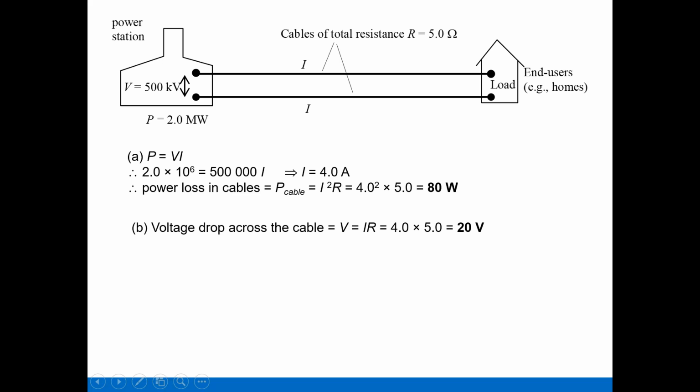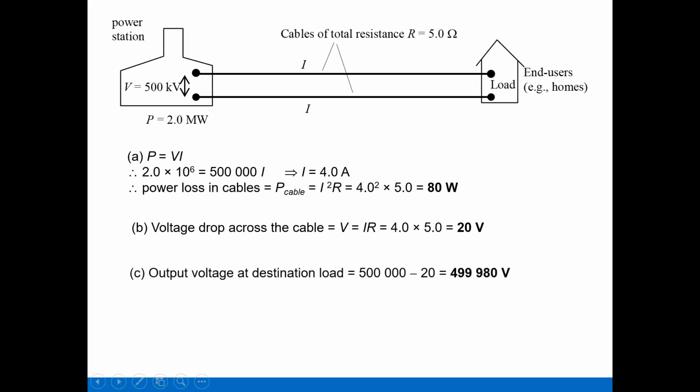Which means that if you look at the screen, this point is 500 kilovolts positive potential. This point at the home must be 500 kilovolts positive minus 10. If this is 0, this must be plus 10, right? Because it's 20 volts across both wires. Across each wire is actually a 10 voltage drop. Okay.